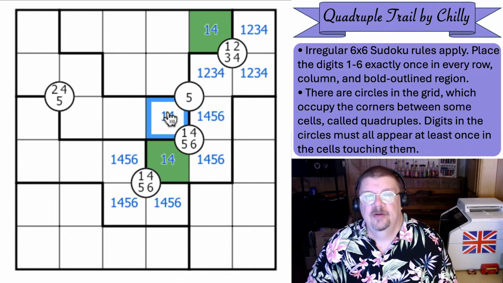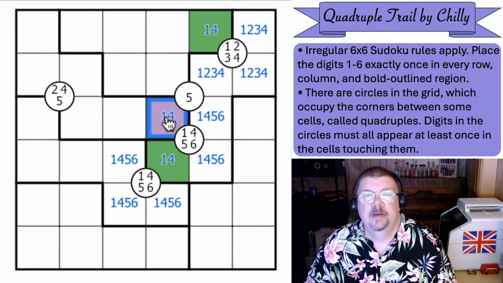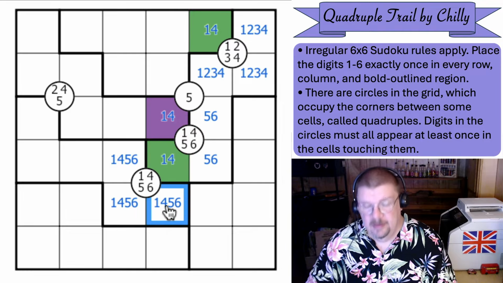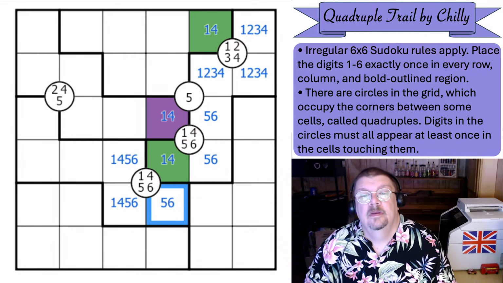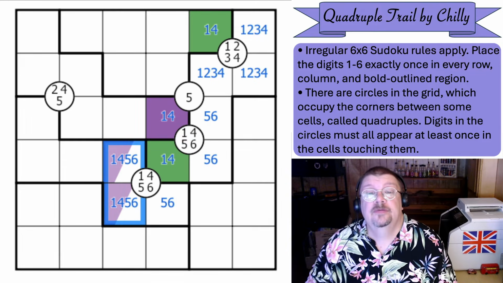So if green is a 1, then purple, as I've now put it, will be a 4. And if green is a 4, purple will be a 1. That gives me a 1-4 pair around this quadruple. So I can remove 1 and 4 as candidates there. I've got a 1-4 in this column. And that places purple into one of those 2 cells.